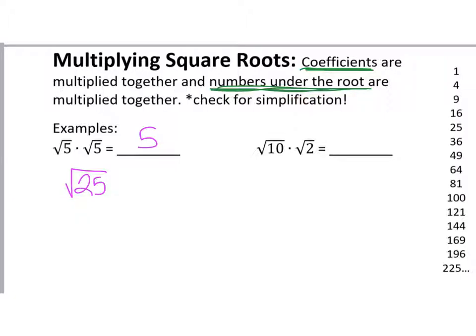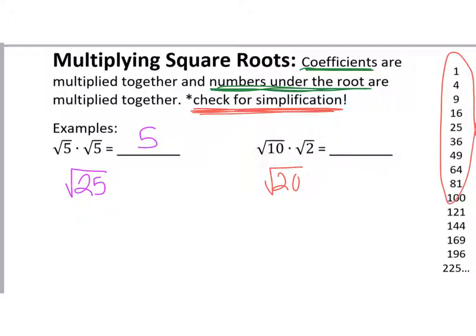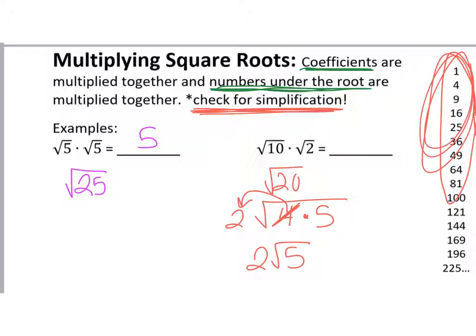The next one, square root of 10 times square root of 2 is square root of 20. So now look, can I simplify that? See, it says here's check for simplification. Yes. Which perfect square goes into my 20? 4. How many times? 5 times. When the 4 comes out, what does it turn into? 2. So I'm left with 2 square roots of 5. Check over here again. Is there anything that goes into 5? No, so then we're done. 2 square roots of 5.